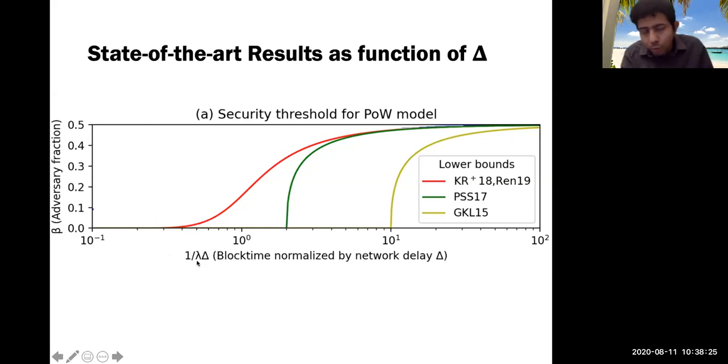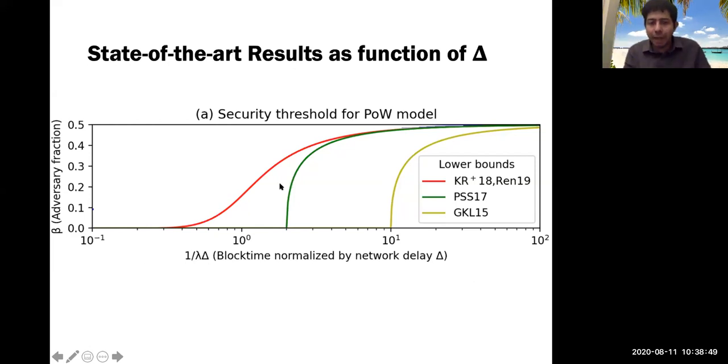So the arrival rate is in blocks per second, and delta is the network latency, in seconds. So lambda delta is the correct product to look at. Here we plot 1 over lambda delta.